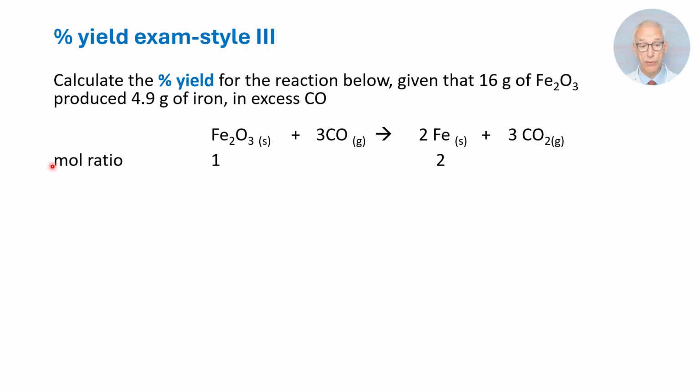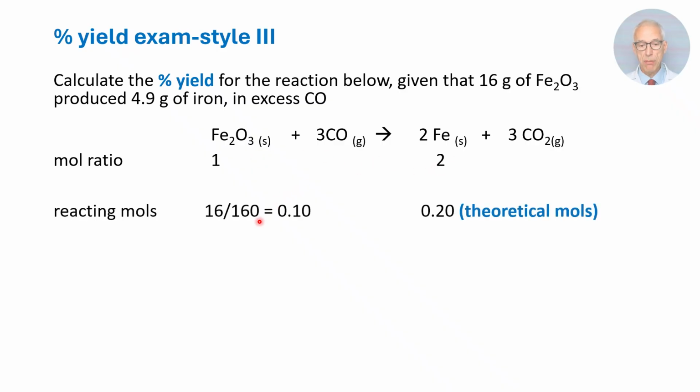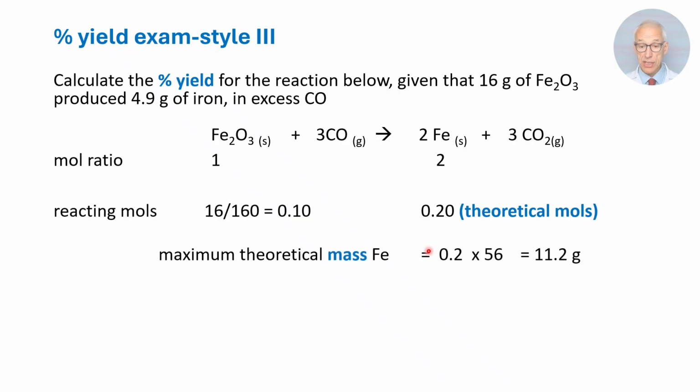Okay, so I'll go through. The mole ratio between iron oxide and iron is 1:2. The numbers of moles of iron oxide reacting is 16 divided by the molar mass, 160. So that's 0.1. That would produce, as it's 1:2, a maximum theoretical number of moles as product of 0.2. So that's the maximum amount of iron in moles. Let's convert that into grams to give us the maximum theoretical mass of iron. So 0.2 times 56 comes to 11.2.